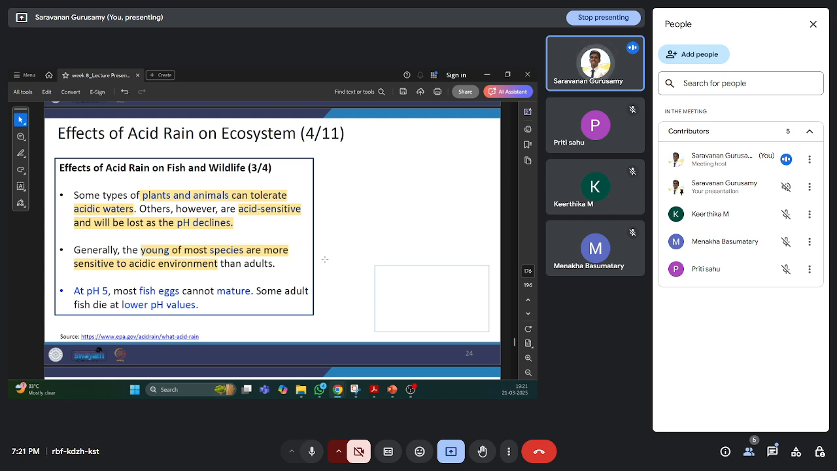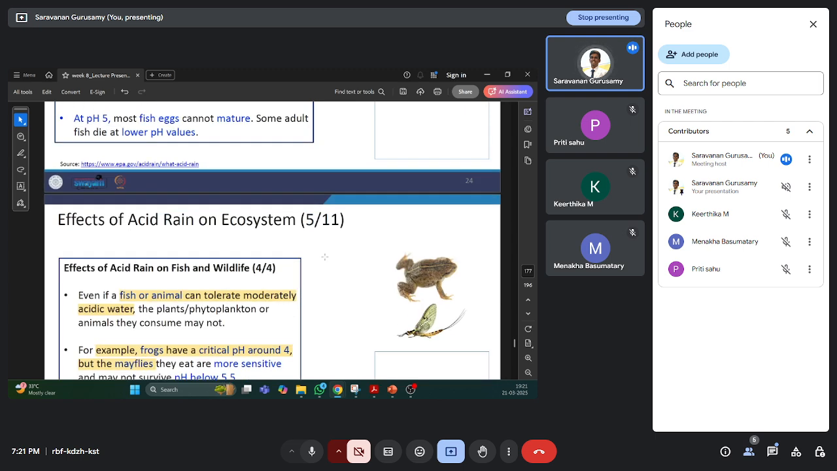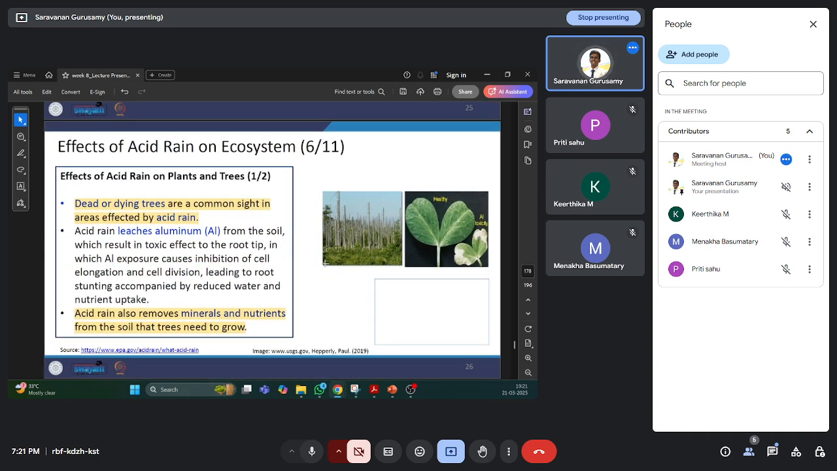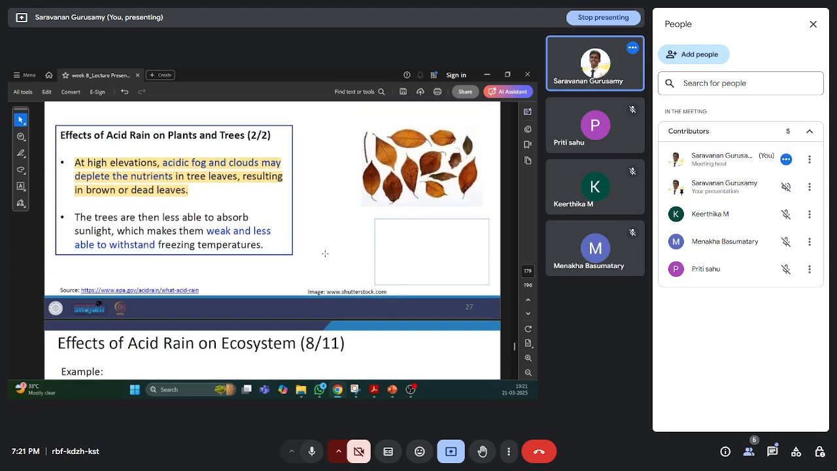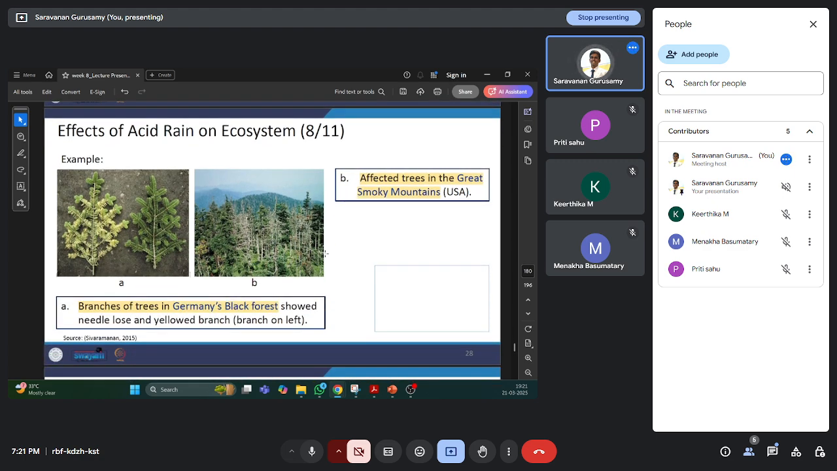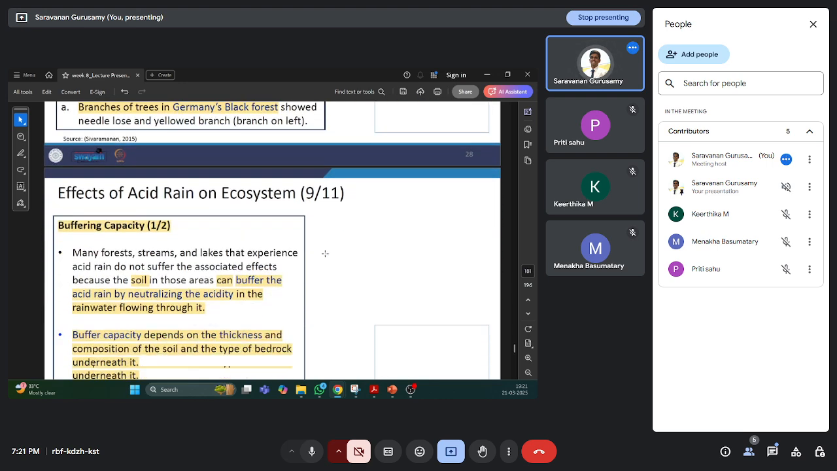The young of most species are sensitive to this acidic environment, like eggs; toads and others cannot tolerate the lower pH. In plants, you can see the leaves get reduced, and there is toxicity again. There will be acidic toxicity, change in color, and developmental effects. Affected trees can be seen in the Smoky Mountains and the German Black Forest.